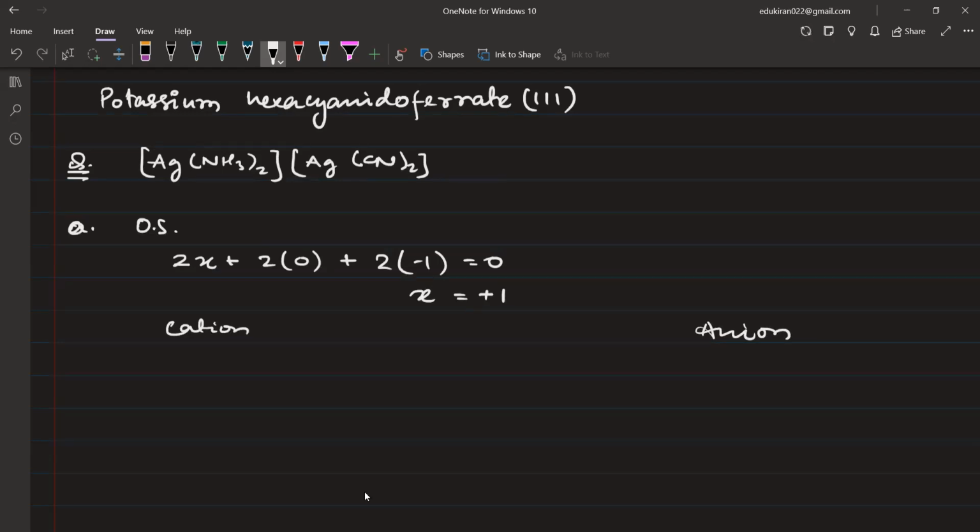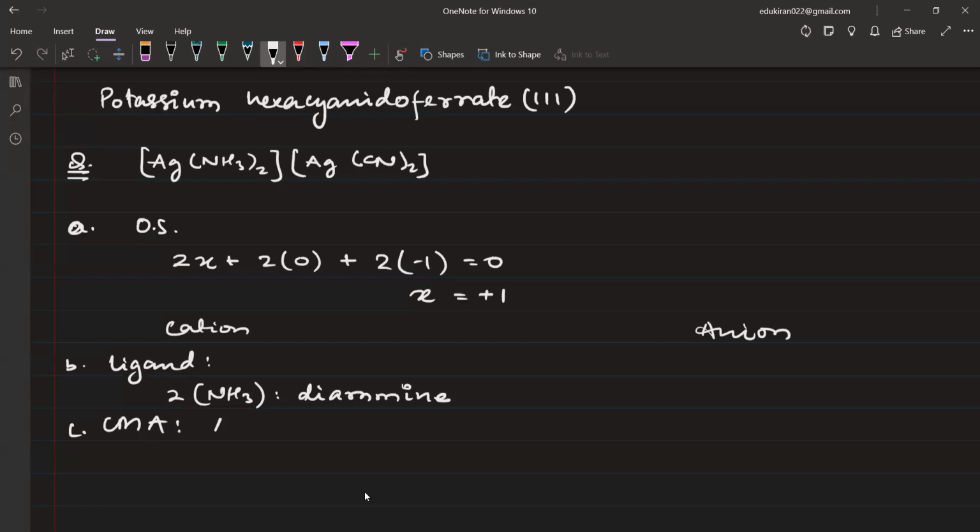Now after that we go through the same things, ligand. In the case of the cation, the ligand is NH3 and two NH3 are present. So this is going to be diammine, and then we have the central metal atom. In the cation, it is what? Ag. Now it is Ag, so it will be silver(I).